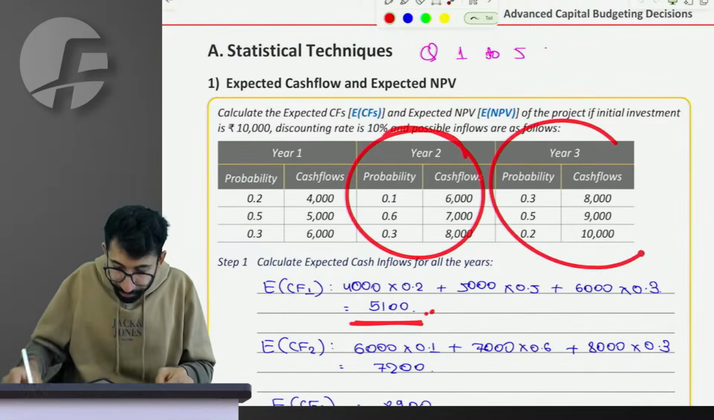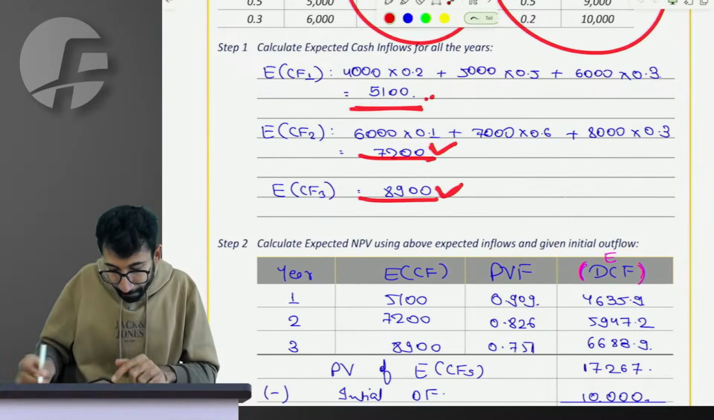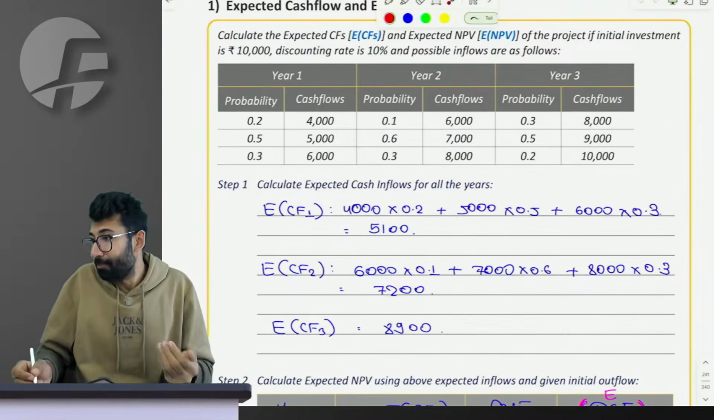Similarly for year 2 and 3, when I calculate expected cash flow, it is 7,200 and 8,900. Now the question has become simplified.